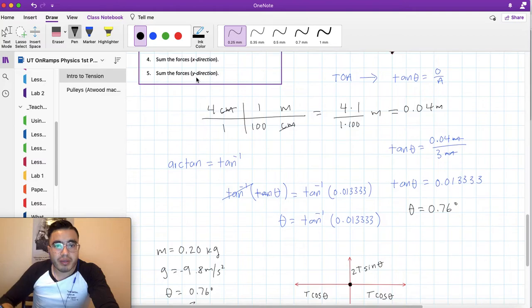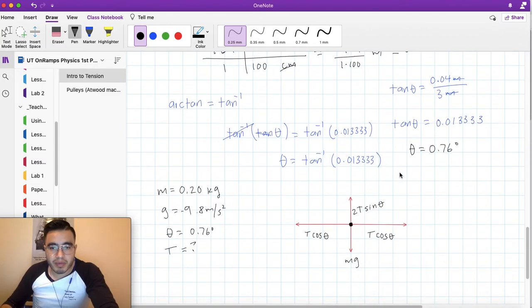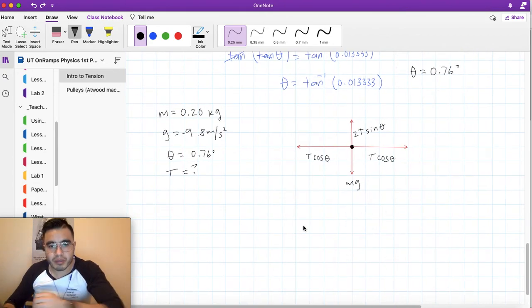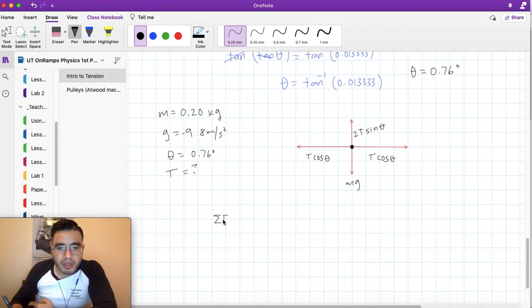Now, steps 4 and 5: sum the forces in the x direction, sum the forces in the y direction. So the summation of the forces along the x direction, there's no motion, will be equal to 0, which is T cosine theta plus T cosine theta. I'm going to leave it like that. I'm not concerned about what's going on with the x direction. I want to find the tension in terms of mass and acceleration due to gravity. So I care about the y direction. Summation of the forces along the y direction is still equal to 0 because it's not moving.